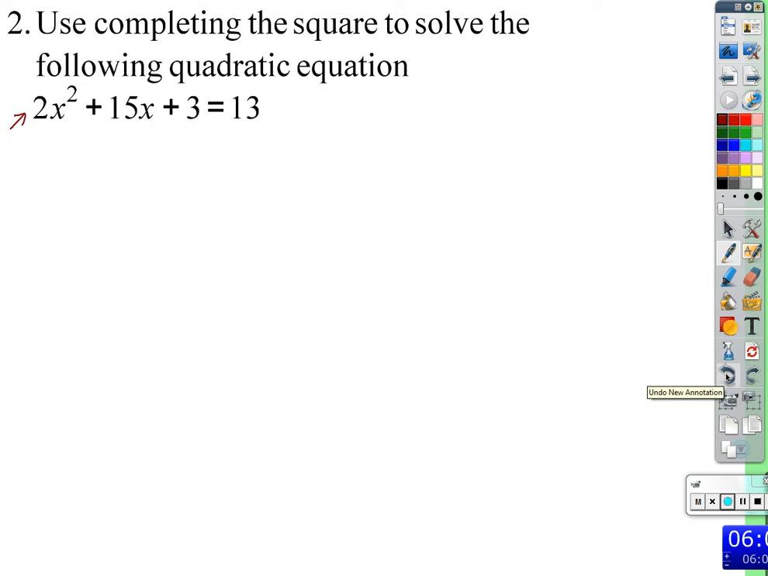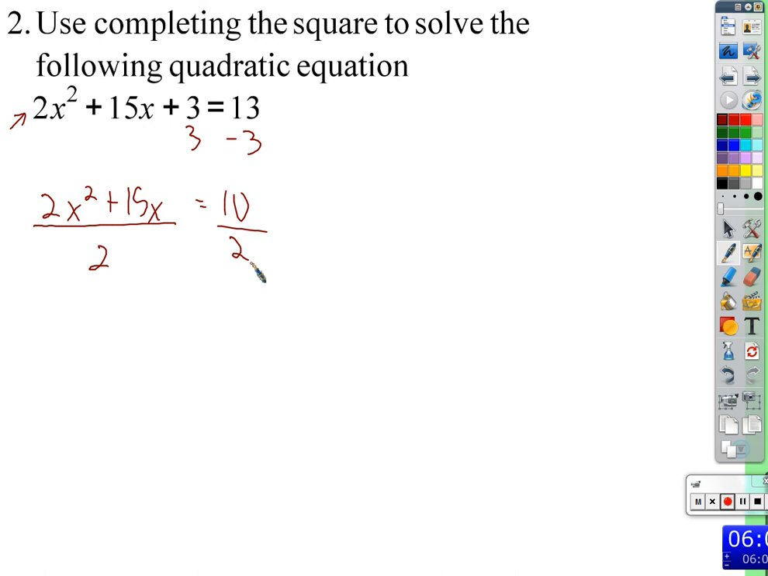Alright, so the first thing that I'm going to do, because I notice if I subtract 3 first, I'll get an even number over here, and I know I'm about to divide by 2, so it makes things a little easier. 2x squared plus 15x equals 10. Divide by 2 on both sides.